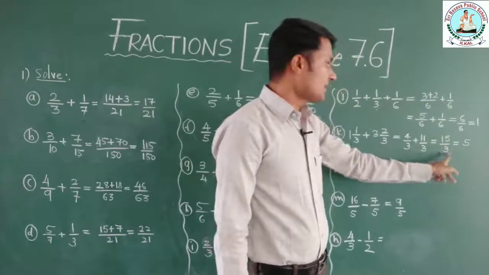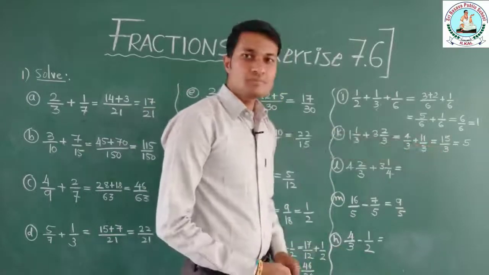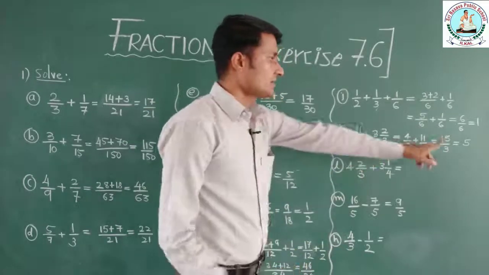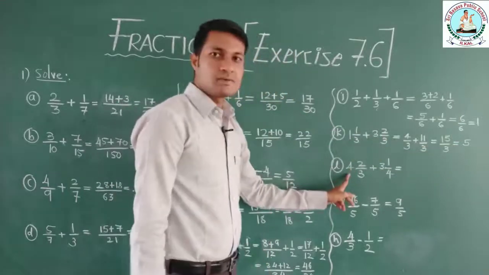So 15 by 3 can be simplified to 5, because both 15 and 3 come in the table of 3. That's why we just divide 15 by 3, so the answer will be 5. Similarly, I am going to solve this one.